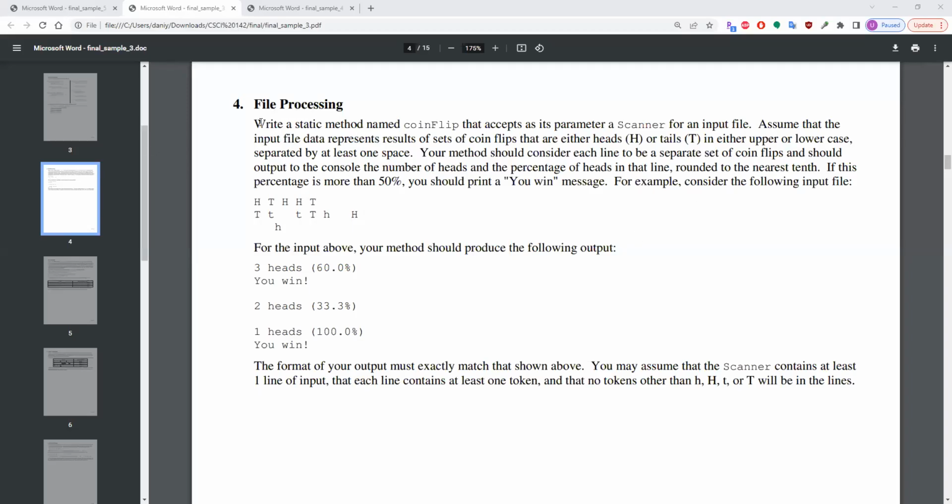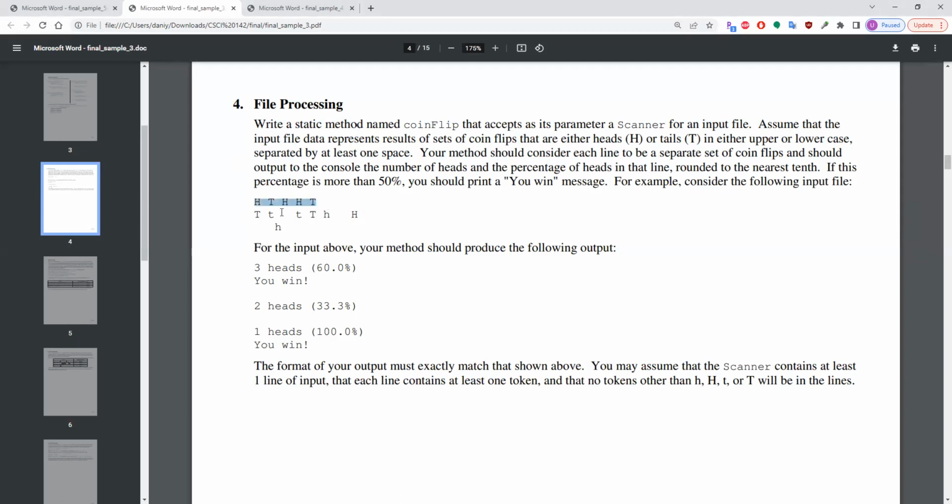Okay, write a static method named CoinFlip that accepts as its parameter a scanner for an input file. Assume that the input file data represent results of a set of coin flips that are either heads or tails in either upper or lower case, separated by at least one space. Your method should consider each line to be a separate set of coin flips.